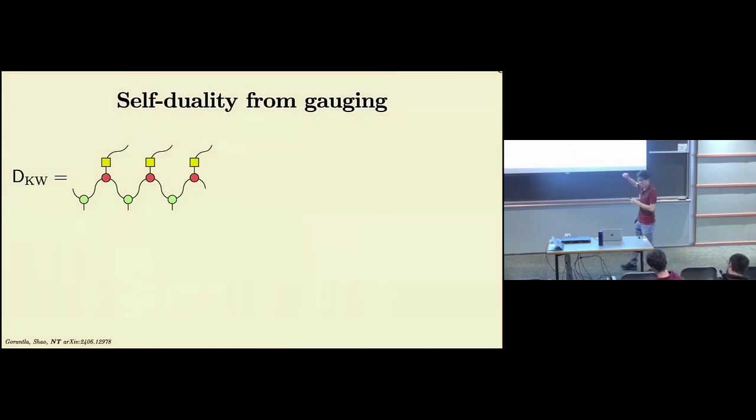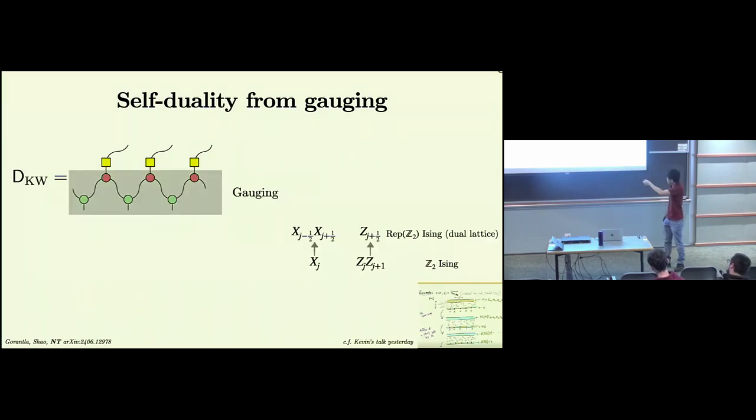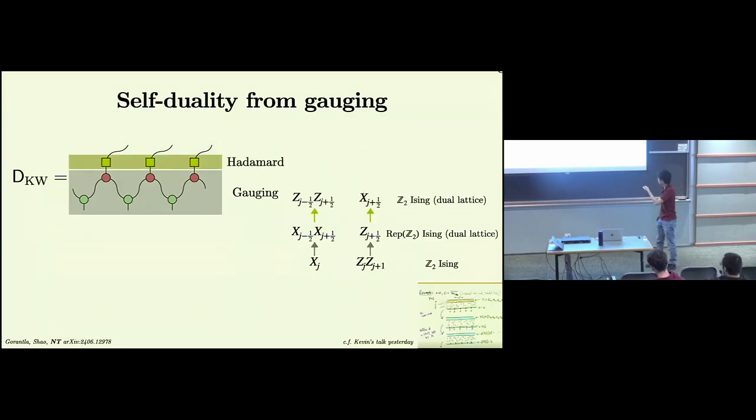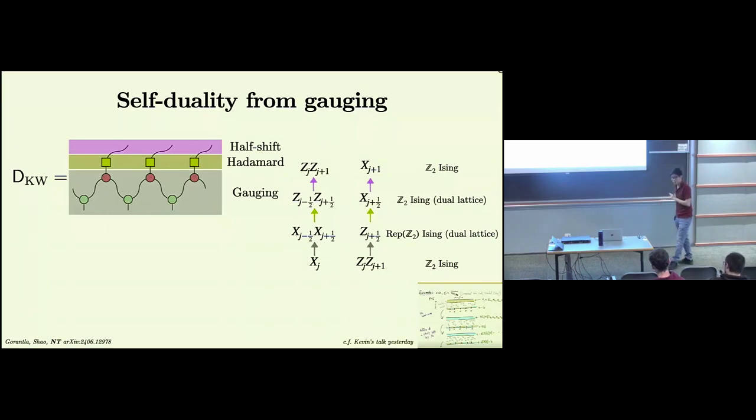There are 3 steps here. I think it's actually very similar to what Kevin tried to say yesterday. This is my interpretation of it. You first perform gauging. So you go from the Z2 Ising model, and after you apply this gauging step, you go to a rep Z2 Ising model on the dual lattice, right? Now you need to fix it. The first thing you need to fix is that you applied Hadamard. That changes rep Z2 back to Z2, but you're still on the dual lattice. And then the last step is you perform this half shift, so you come back to Z2 Ising again.